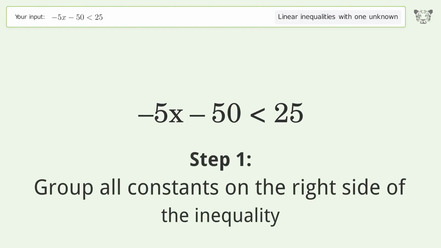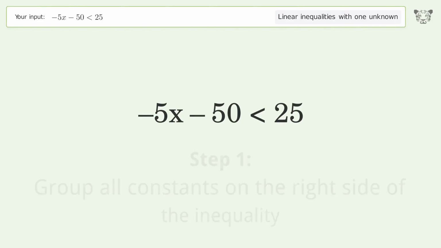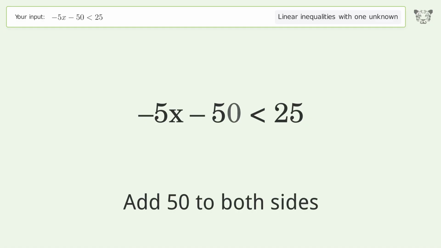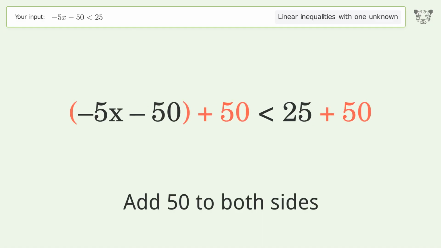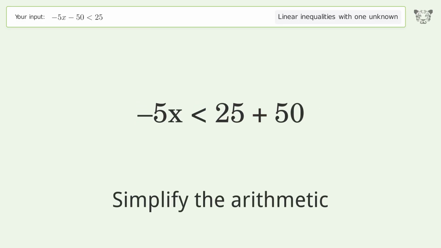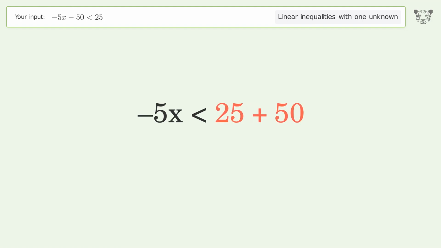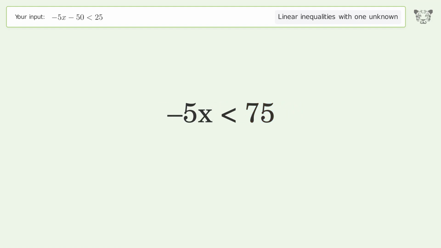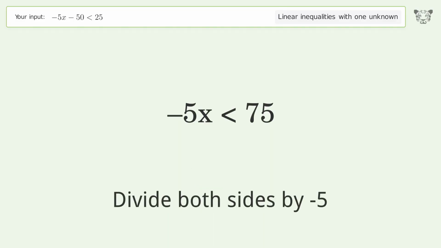Group all constants on the right side of the inequality. Add 50 to both sides. Simplify the arithmetic. Isolate the x. Divide both sides by -5.